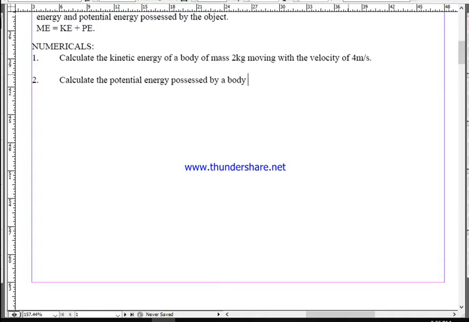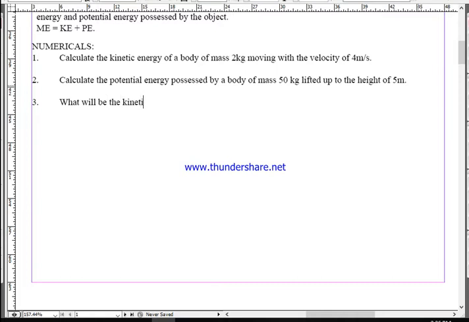And the second question: calculate the potential energy possessed by a body of mass 50 kg lifted up to the height of 5 meter. Now in this question you need to calculate potential energy. Yes, formula of potential energy is mgh, isn't it? Mass m is given, and height h of 5 meter is given, and the value of g you already know, 9.8 meter per second square. And to make the calculations easier, you can use 10 as well.